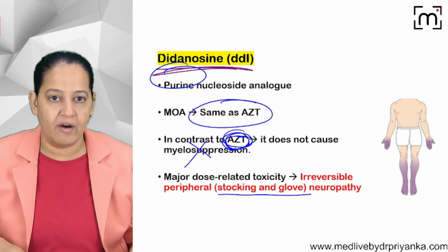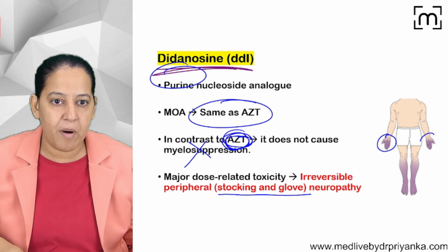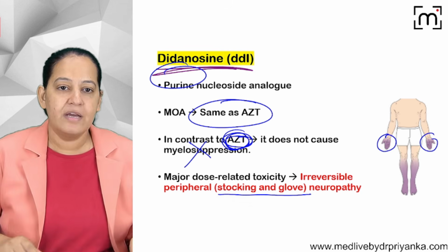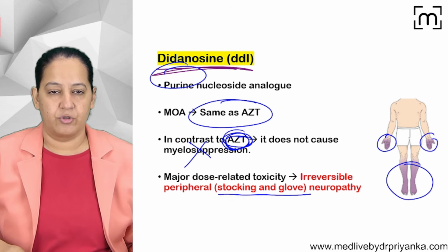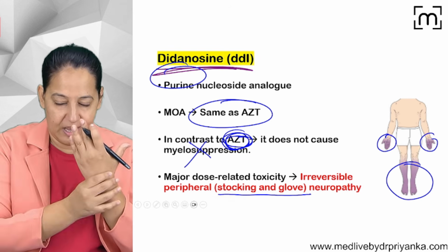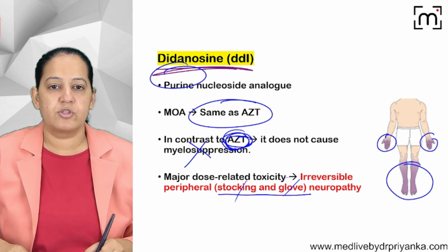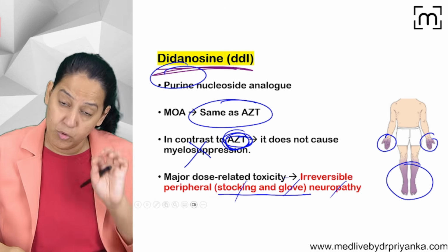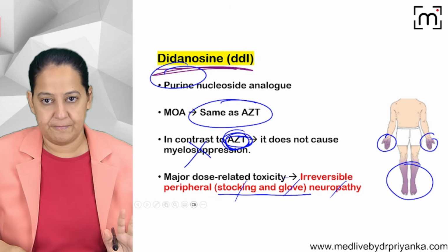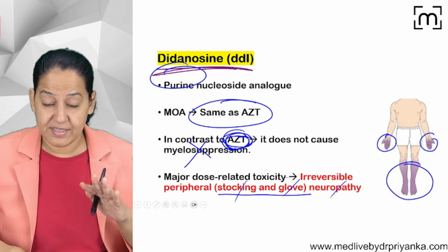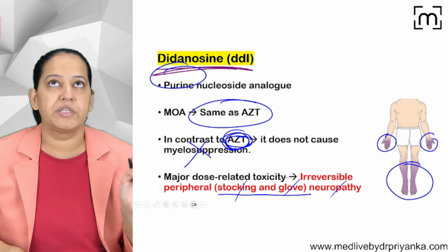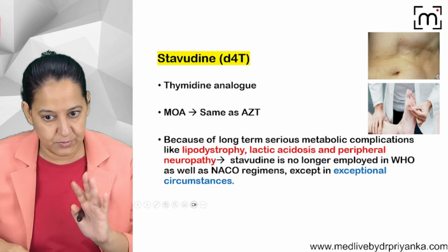You know what is stocking and glove? So the patient has neuropathy on the palms, front and back, and neuropathy on the legs and the foot. So this is the gloves and stocking pattern neuropathy. I guess you know that. The most important side effect of didanosine is this neuropathy. It is not bone marrow suppression. That's what you have to learn.